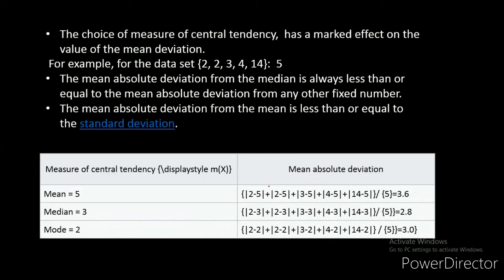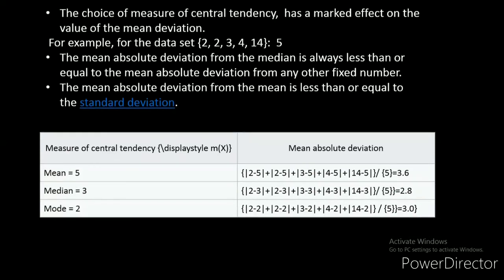From this observation, the mean absolute deviation from the median is always less than or equal to the mean absolute deviation from any other fixed number, and the mean absolute deviation from the mean is less than or equal to the standard deviation.